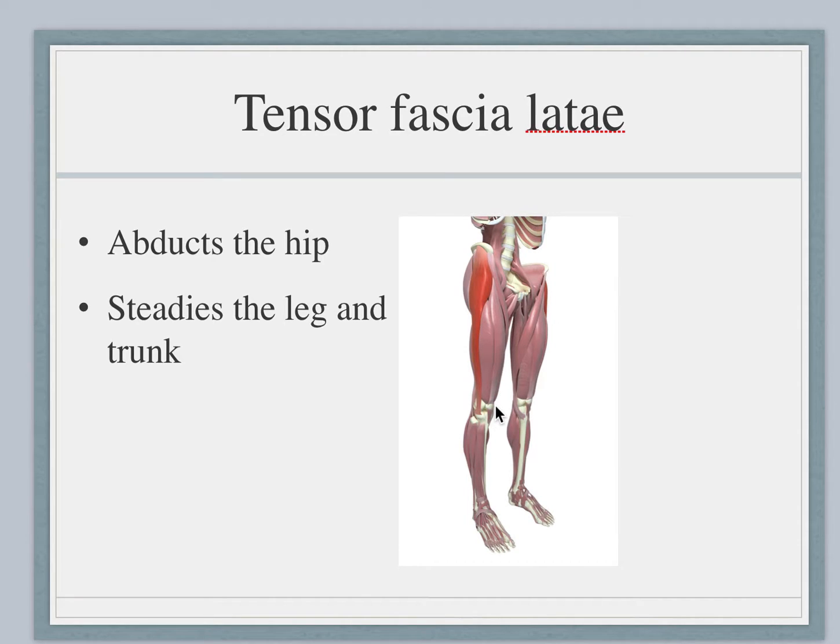The tensor fasciae latae is a hip abductor. It's located on the lateral side of the pelvis. It's very near the gluteus medius, but it abducts the hip, and it helps steady the leg and the trunk while standing on that leg.